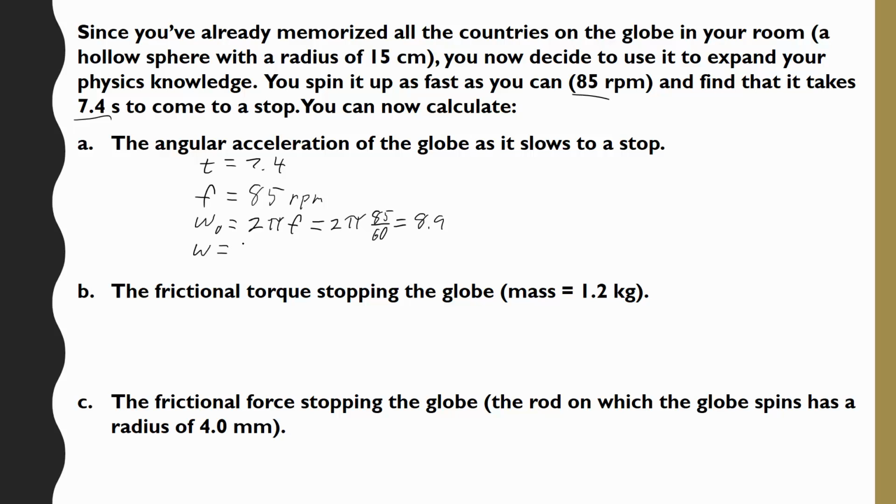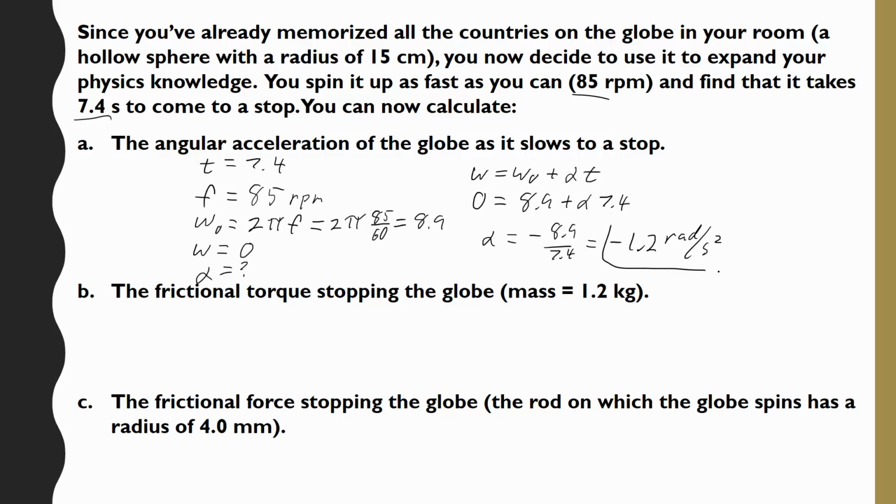Our final velocity we know is going to be 0, and then what we're looking for is the angular acceleration. So looking at these quantities that we know, we now need to pick our kinematic equation, which is going to be omega equals omega naught plus alpha times time. And we just plug in our information. We've got 0 equals 8.9 plus alpha times 7.4. Alpha works out to be negative 8.9 over 7.4, which is negative 1.2 radians per second squared.